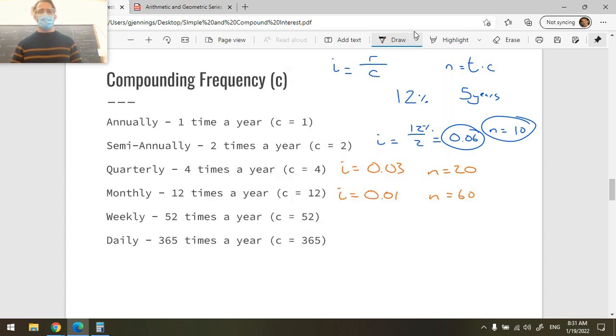Let's do the last one. If you were to apply interest daily, that means you're applying fractions of a percent every day. Then the interest rate you would use here would be equal to 12 divided by 365. They're going to spread this 12% and give you a little piece of it every day. And then your N would be 5 times 365. That's just how you're going to use those to get those numbers.